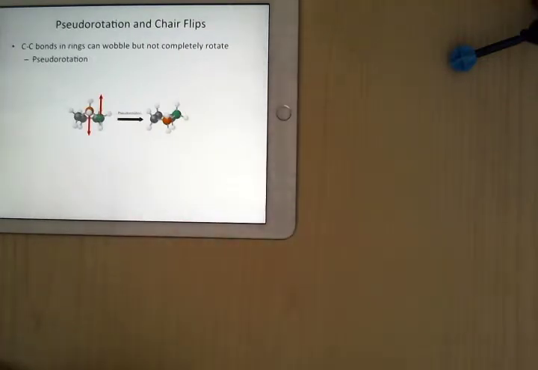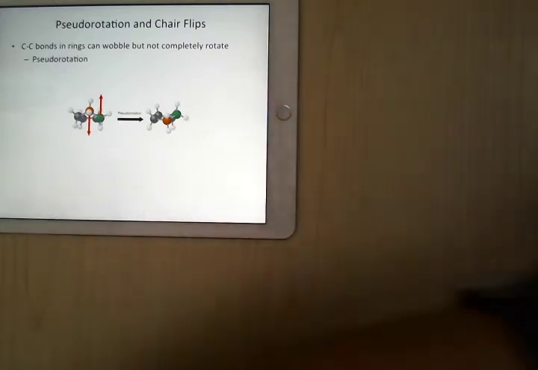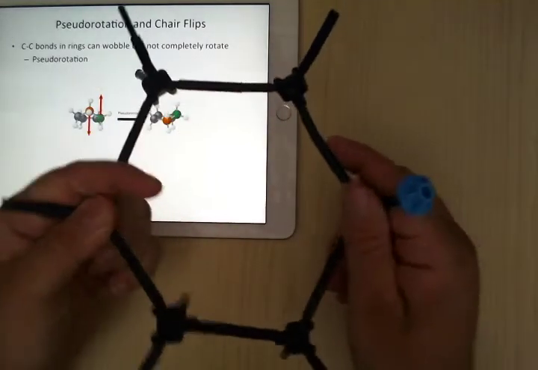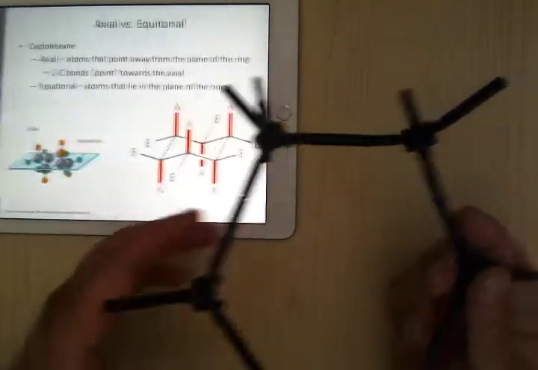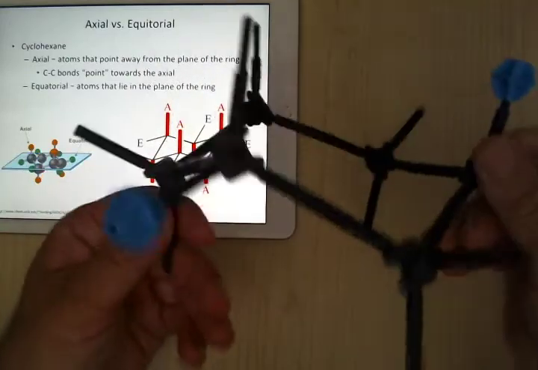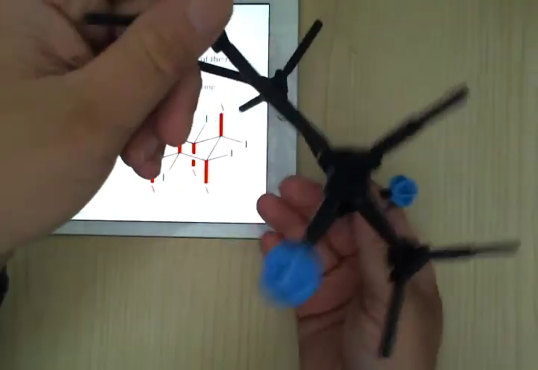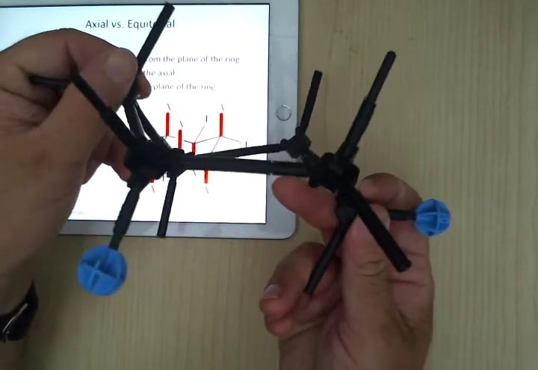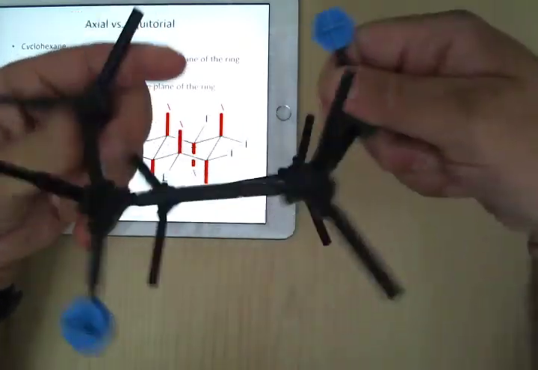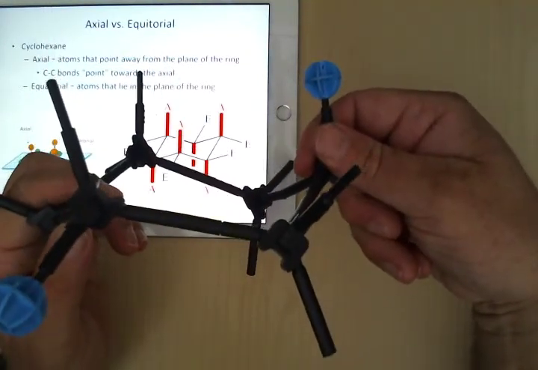Now you can get what's called pseudorotation or chair flips with this. Remember, with carbon-carbon bonds, you can get free rotation. You can't quite do that with your cyclohexane, but they still wiggle around. And so these things will do chair flips. So this is the original chair. This can come up and this can come down, and it's kind of hard to see here, but it's still in the chair form. But now the feet and the head have flipped, and so you can go here and here, and again the feet and the head have flipped.